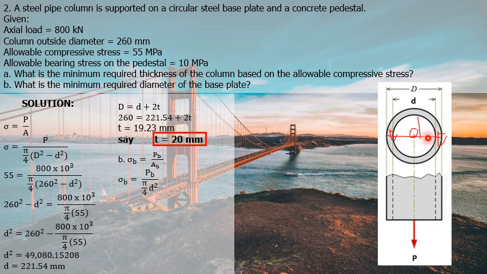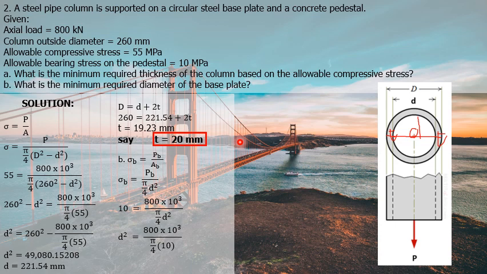Substituting our values, we have 260 as the outside diameter, 221.54 as the inside diameter plus 2t. Solving for t, we get t equal to 19.23 millimeters. Say, t is equal to what? Round up to the nearest whole number. Say t is equal to 20 millimeters. The thicker, the better. Mas makapal, mas safe.